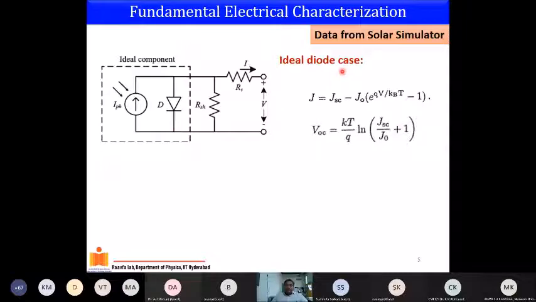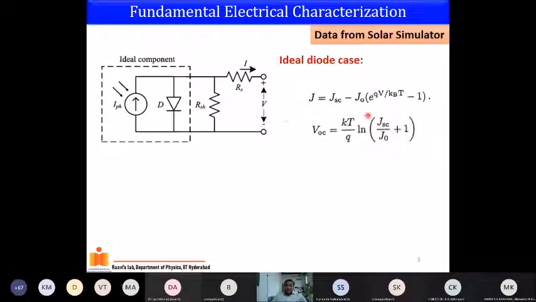The ideal case should have the current J varying as JSC, which is the short circuit current, minus the dark current contribution because of your illumination of the light, which is J0 times e power QV by KBT minus 1. So this is what is happening.